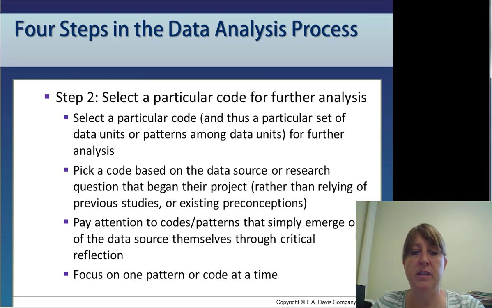All right, so step 2 is going to be select a code of interest for further analysis. So you're going to pick the code based on the source or the question that began the project. I like to pick my codes based on the question. Everything is going to be driven, remember, whether quantitative or qualitative, by the research question or research objective. Go back to that. When you want to pick a code that you're going to do further analysis on, think about your research question or objective, whichever you are doing, and go with that. Pick a code that impacts that research question or can potentially answer it.